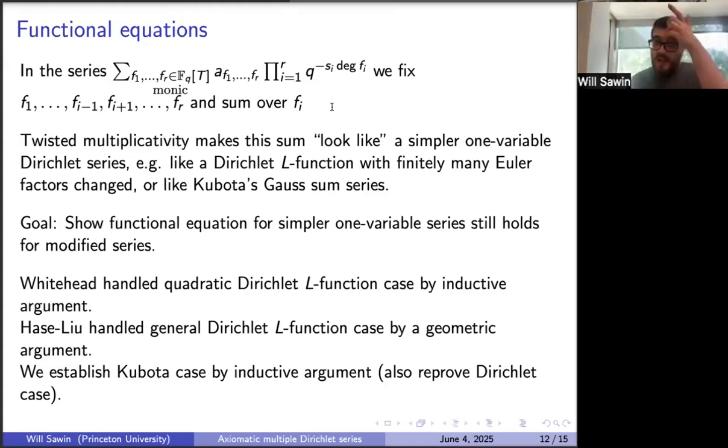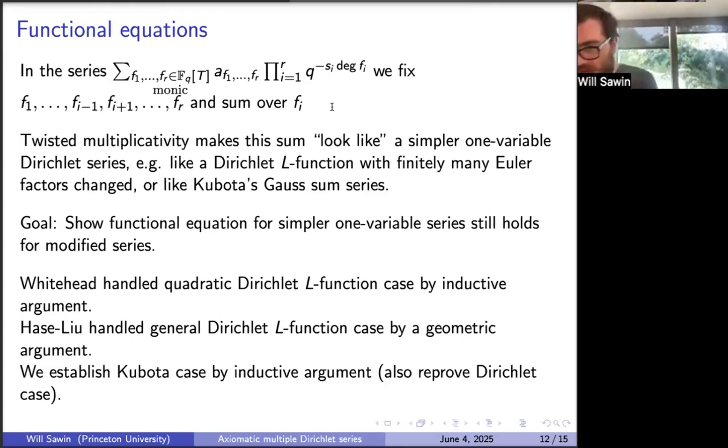And this was done by Whitehead in his PhD thesis for the case where you get a Dirichlet L function, but specifically where it's a quadratic Dirichlet L function. And he did it by an inductive argument using the axioms, to show you first get the functional equation where the degrees of the other fi's are small, and then for larger and larger degrees.